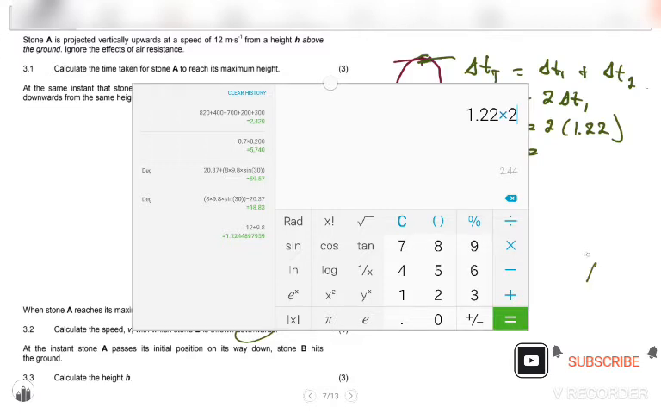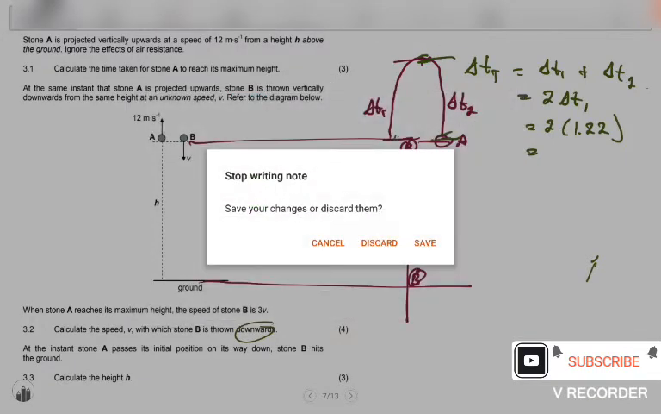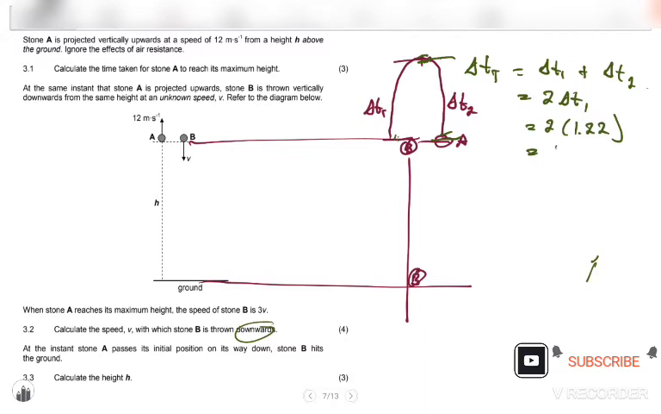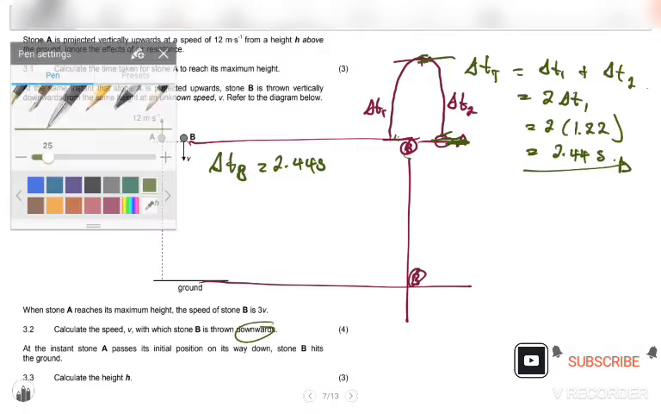So here you get 2.44 seconds. This is the time taken by stone B to reach the ground, because they're saying that when stone A passes this position, stone B already hits the ground. So the change in time for B to travel that height is 2.44 seconds, right? So how can we do that then? So we're going to do this. Let me take this to here. And then we're going to do this now.